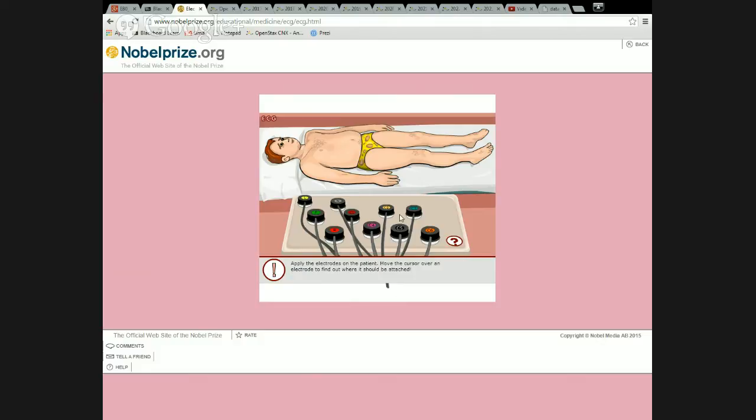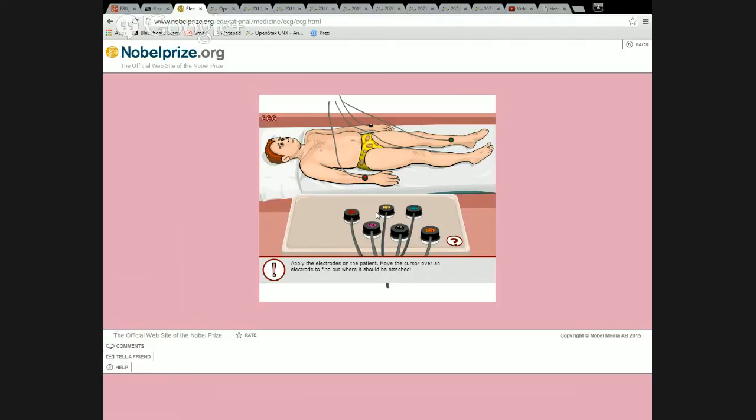These are the 10 electrodes that we need to place. And so we just drag these onto their location. You hold the mouse over the electrode and it tells you where it goes. So this is the left arm electrode. This is the left ankle electrode. This is the right arm electrode. This is the right ankle electrode, which is the grounding electrode. And then these 6 are all chest electrodes.